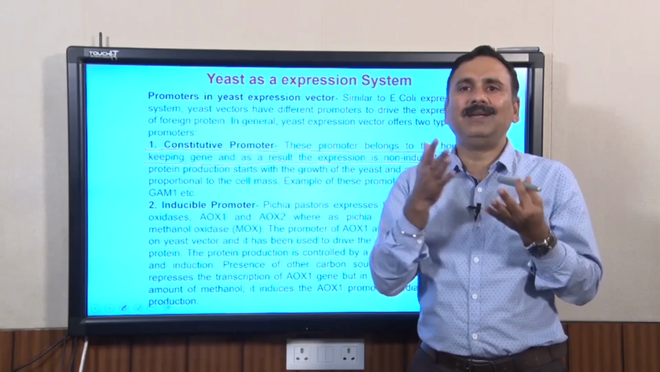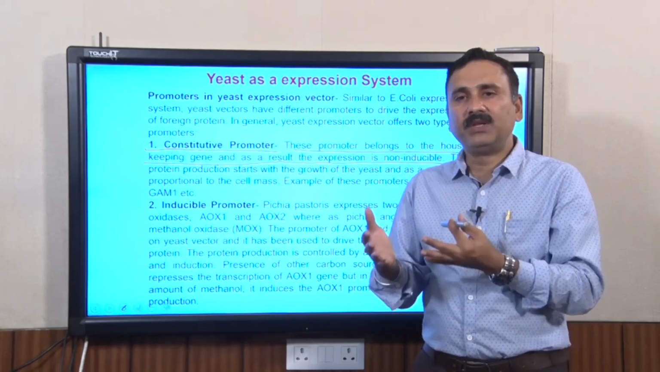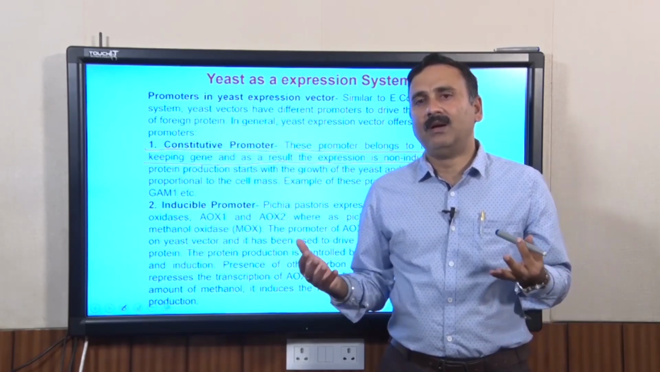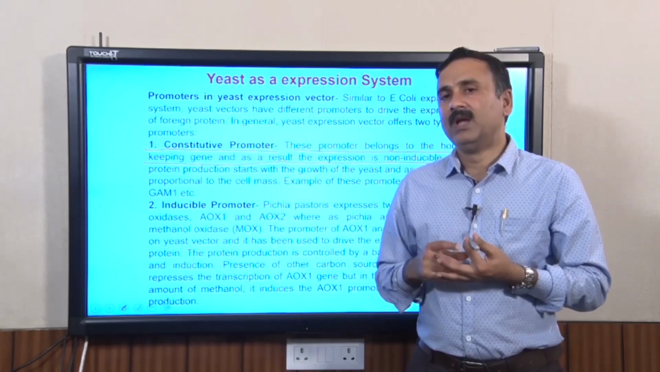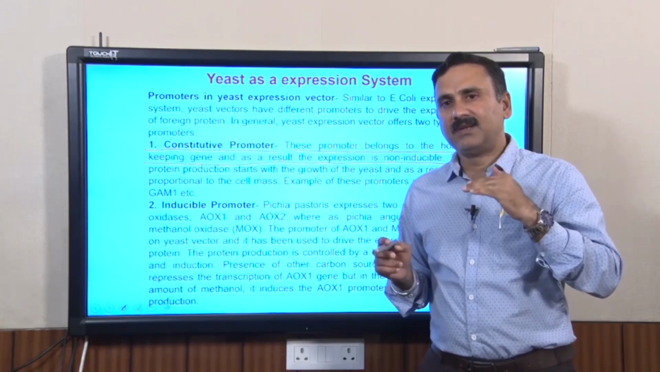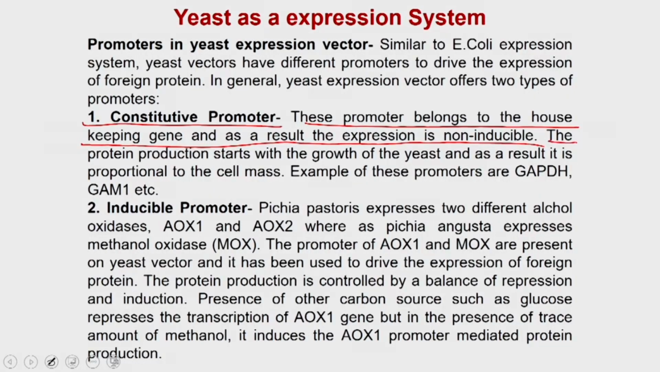One of the classical examples is LDH. LDH protein is a housekeeping gene, as are actin or myosin. Most of these structural proteins, which are part of the formation of the plasma membrane, belong to the housekeeping genes. So, housekeeping genes are never inducible, because they consistently produce the protein. The protein production starts with the growth of the yeast, and as a result it is proportional to the cell mass. Examples of these promoters are GAPDH, GM1, etc.